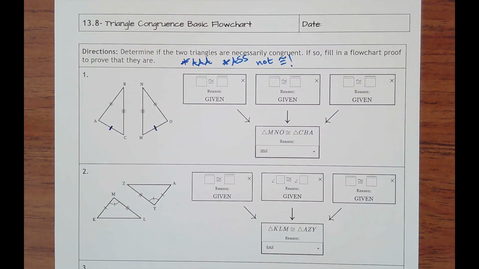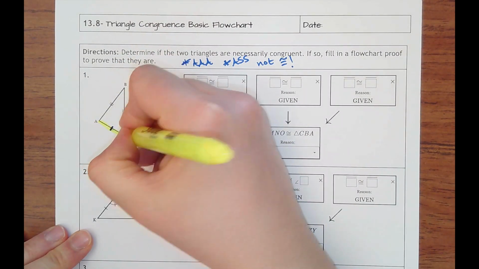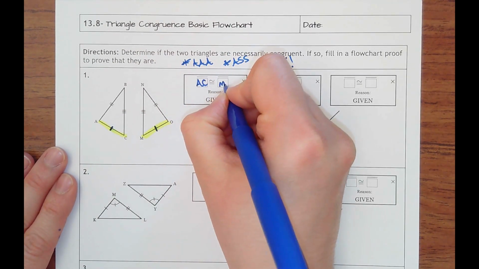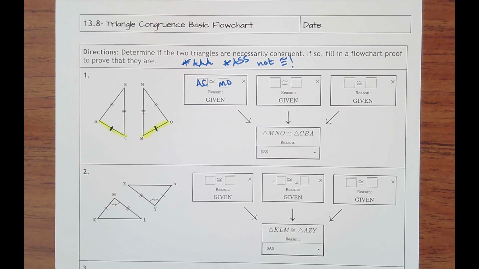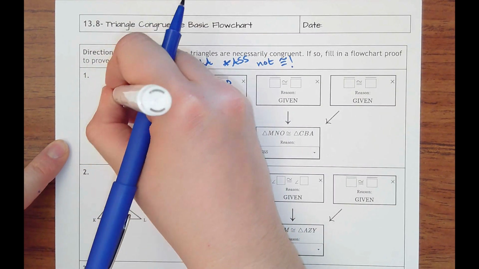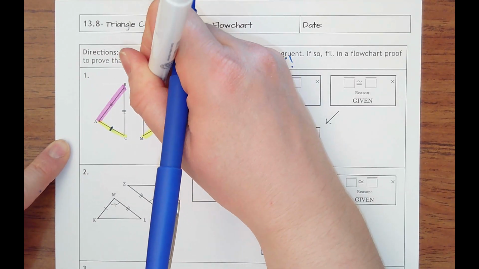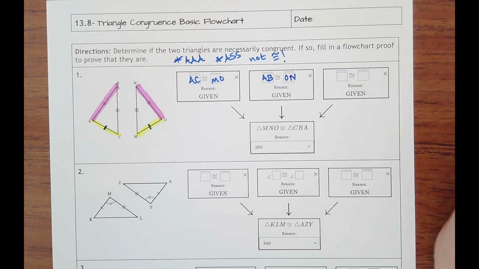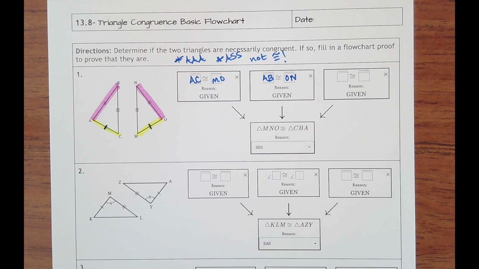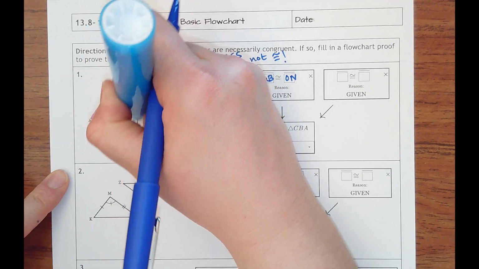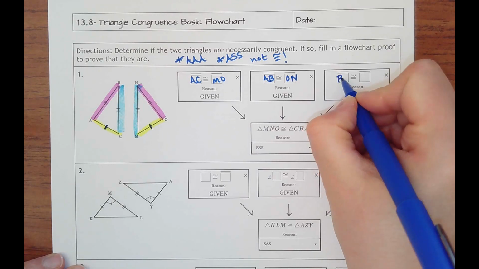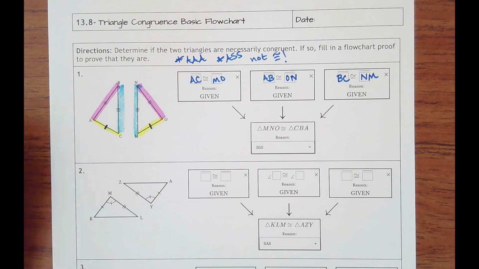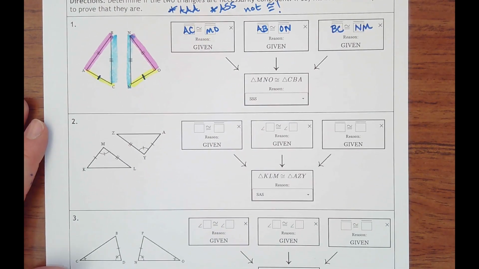So my first side, I'm just going to start with the ones that have the 1 tick mark. That would be side AC and MO. So AC is congruent to MO. And then I'm going to go the 2 tick marks. So that would be side AB and side ON. And then last but not least, my BC to NM. And those are all given because I see the tick marks on the picture. And that's it.